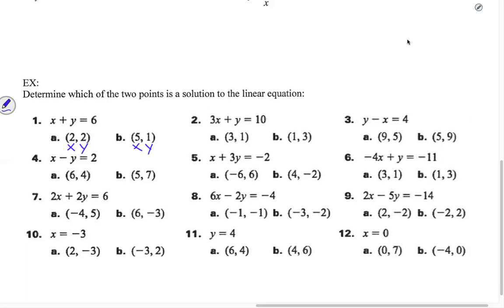So if I plug in point A, is 2 plus 2 equal to 6? No. That's not a solution. Is 5 plus 1 equal to 6? Yes. That's the solution. Easy enough, Lou?